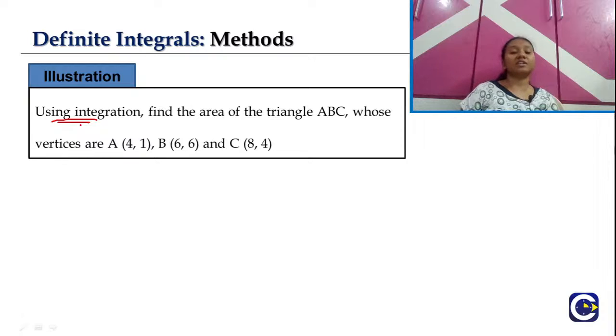Using integration, the first thing you should get is the figure of this triangle and the equations of the lines, because without the equations of the lines you cannot do the integration part. So first, plot the points, plot the graph, and then find the equations of those sides of the triangle. That is the hint I am giving here. Start solving with that. Once we get a clear picture of the diagram we require, it will be very easy to find the area bounded by that region, our required area.